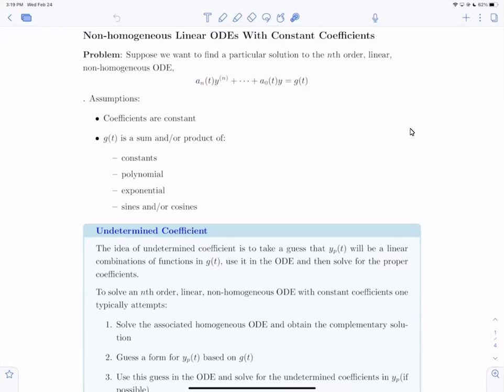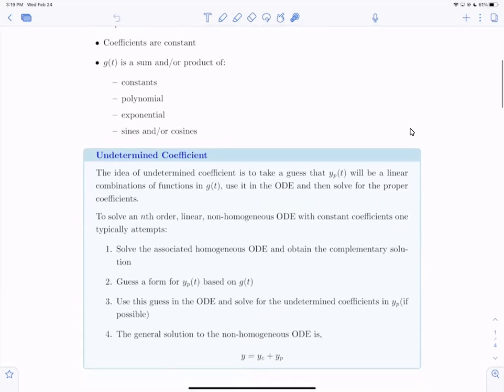And then my g of t has to be a sum or a product of constant, polynomial, exponential, sines, or cosines. So if your g of t is one of those, then you can use our method, which is called undetermined coefficients. If it's not one of those, or a sum or product of them, then this method does not work. You need to use variation of parameters.